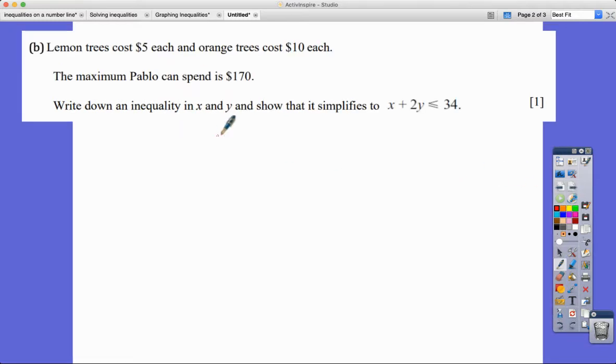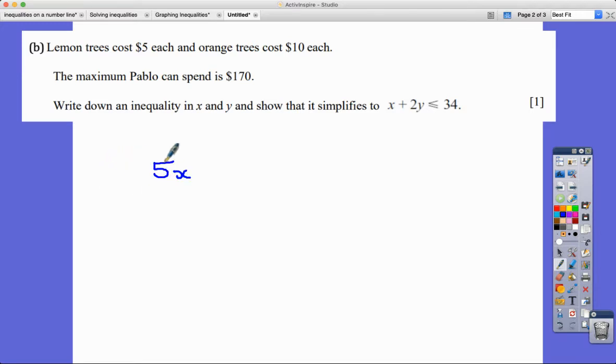Part B, lemon trees cost $5 each and orange trees cost $10 each. The maximum Pablo can spend is $170. Write down an inequality in X and Y and show that it simplifies to this. Okay, so an inequality involves obviously an inequality sign as opposed to an equal sign. And we know that we've got X lemon trees, each costing $5 each. So 5 times the number of lemon trees will give you the total cost of those lemon trees, because each one is costing $5 if we do a sort of cost equation here.